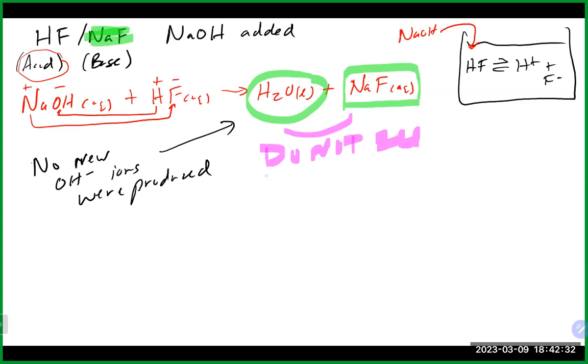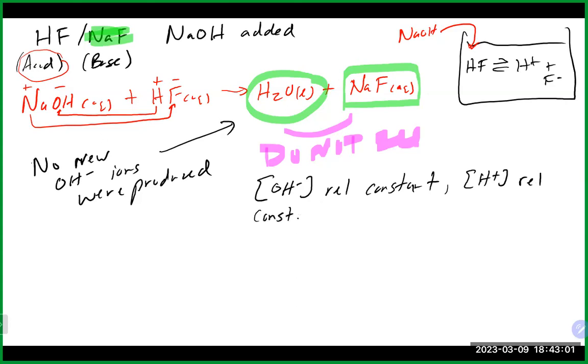And because no new hydroxide ions were produced, the OH minus concentration will stay relatively constant. That's important because once again, hydroxide and H plus are tied to each other, which means if the hydroxide concentration stays constant, the H plus concentration has to stay constant as well. So that means that the H plus concentration by default will also remain relatively constant. And because both of those stay relatively constant, we will see that the pH will also remain relatively constant.